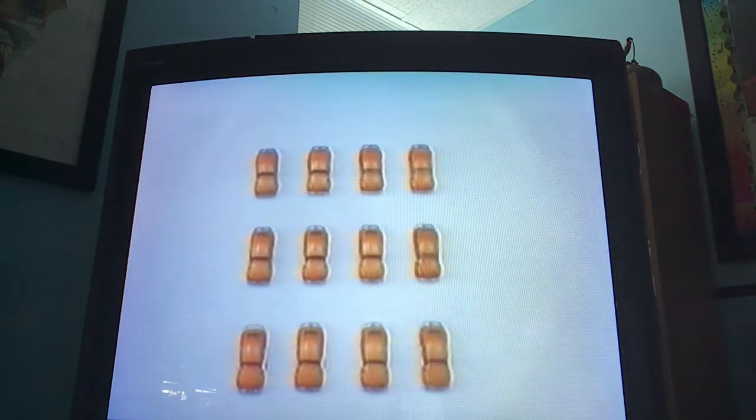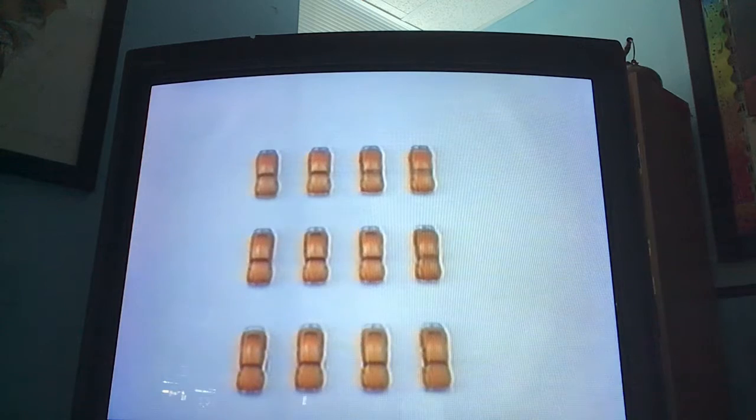Cars in each row. And of course, you know from before how many there are altogether. So what would you say about this array? That 3 rows of 4 equals 12. Right. Let's restate the idea in a sentence. No, I mean a mathematical sentence.